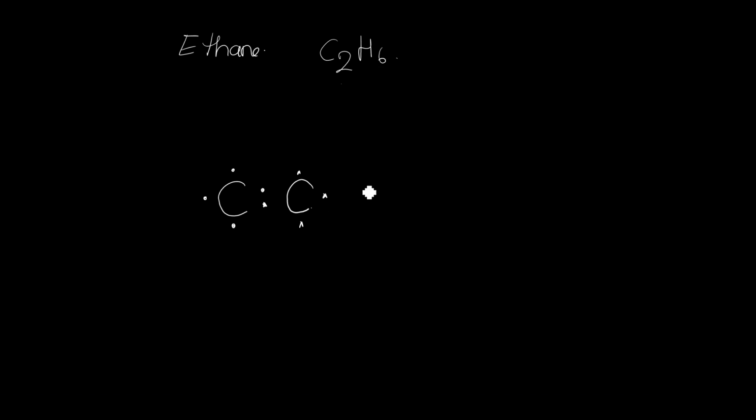Then hydrogen. Hydrogen has 1 electron. Another hydrogen, 1 electron, and so on for each hydrogen. So now these valence electrons are involved in the bond formation. So first encircle all the electrons.